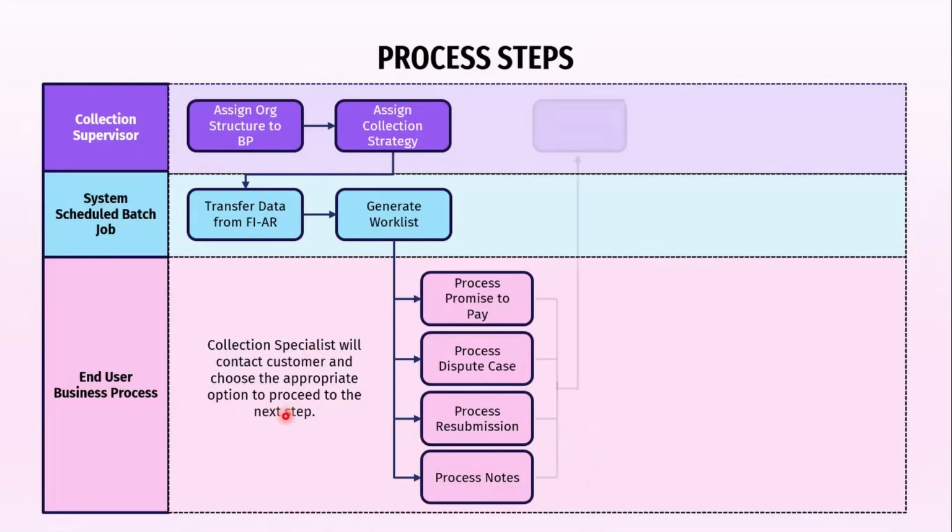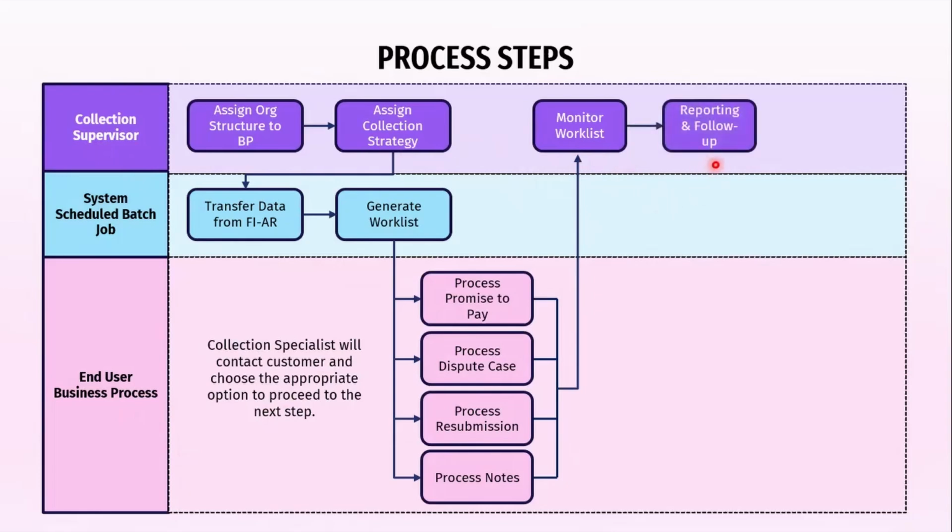Then it will move to the next step of supervising the collections work list. So this will be done by the line manager of the specialist, who will be the supervisor. Supervisor will supervise the work list and they will take follow-up on a regular basis. So they will report to the upper management, and everything is in a structured way. Everyone can see in a single screen what is happening with this customer and what is happening with the open items of this customer. So the supervisor will supervise the collections specialist activity and they will report and follow up accordingly.